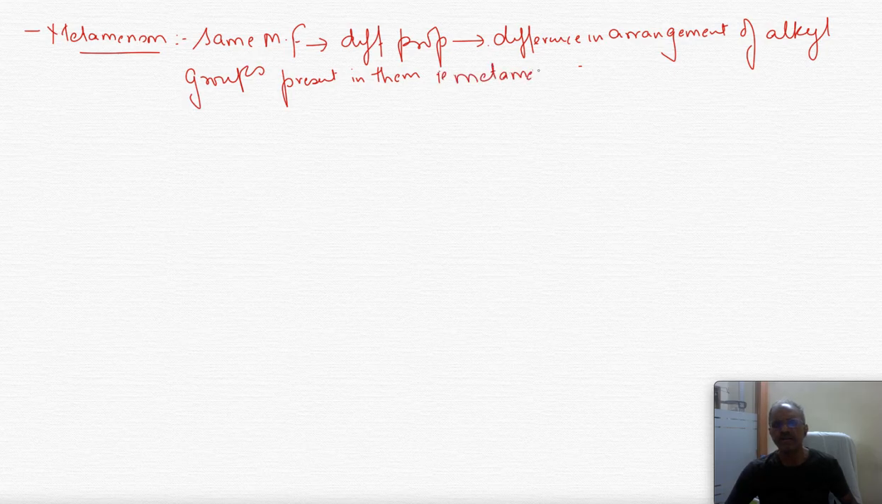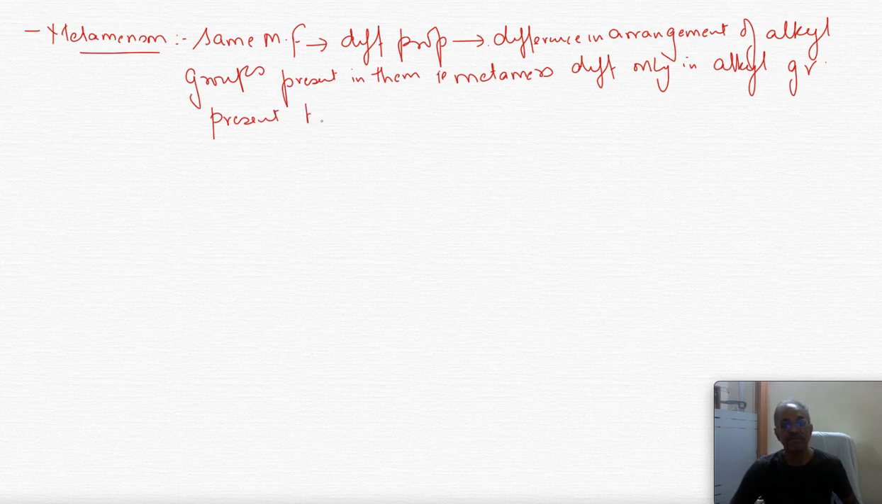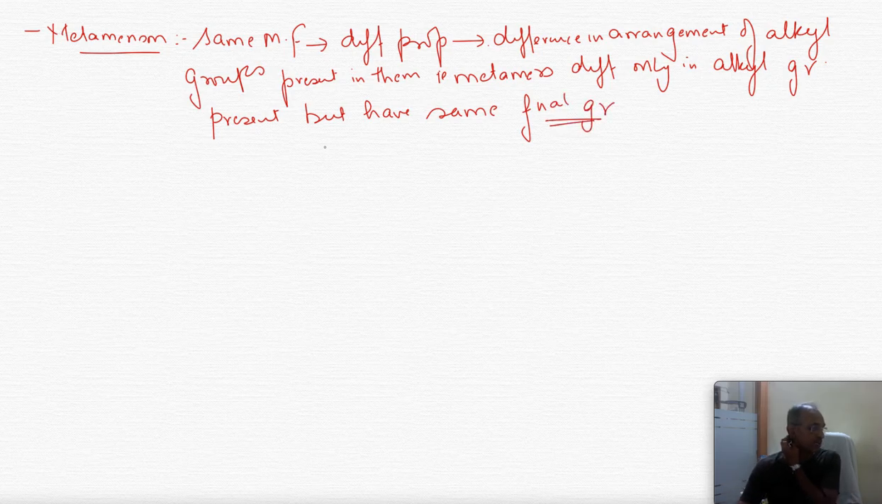Those two will be known as metamers, no? Metamers differ only in the alkyl groups present, but have the same functional group. Just make a note of it. The functional group will be the same; only the arrangement of alkyl group is different. So those two compounds are known as metamers. Might be two or more than two. It's not compulsory to be only two, as was the case in functional isomerism.